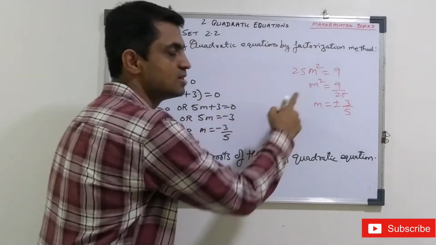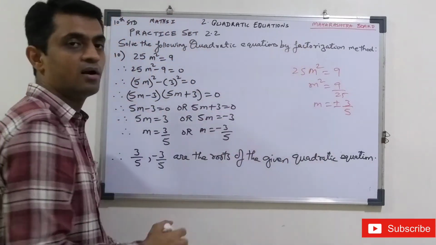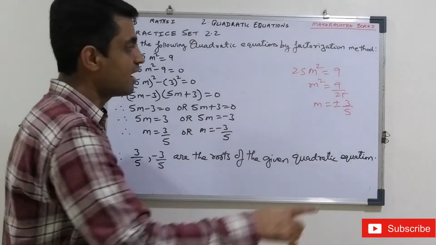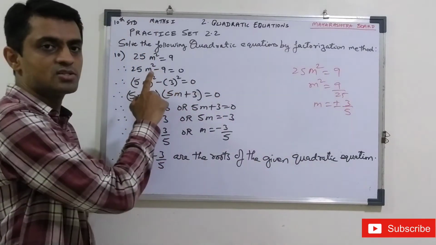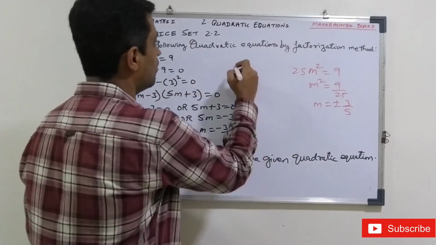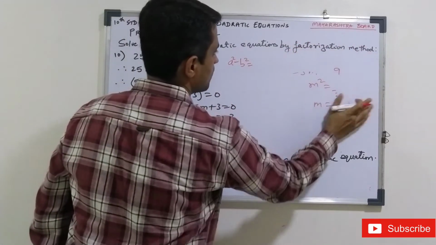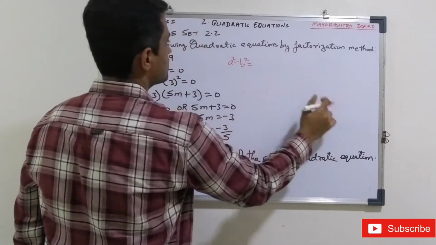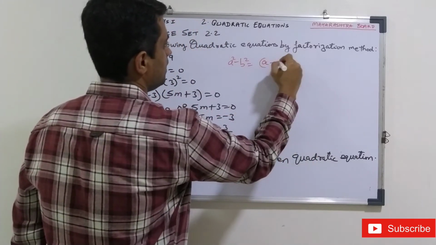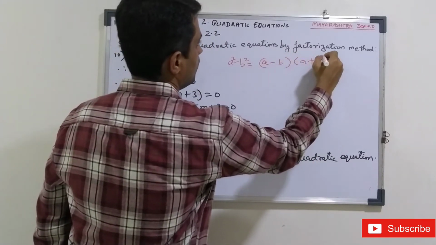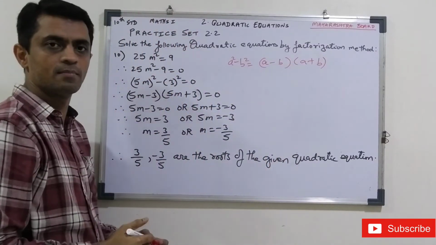See, answer is coming. But you are not to use this method. Because we are doing what? Factorization. Factorization method means you have to follow this 2-term method. Means you are going to follow a square minus b square formula. So what is a square minus b square formula? A square minus b square is what? A minus b, a plus b. You have to use this property here.